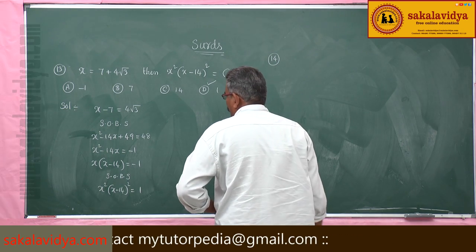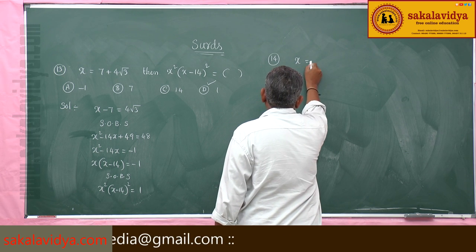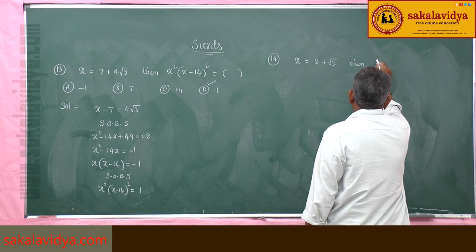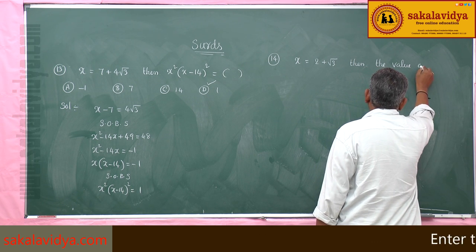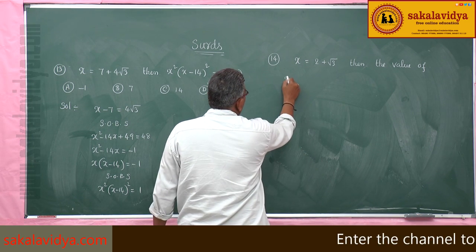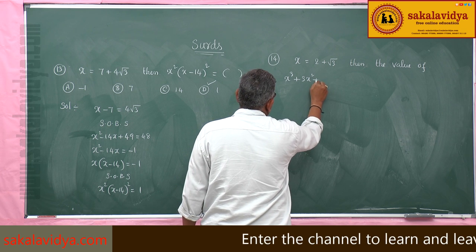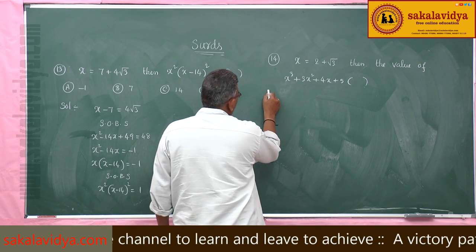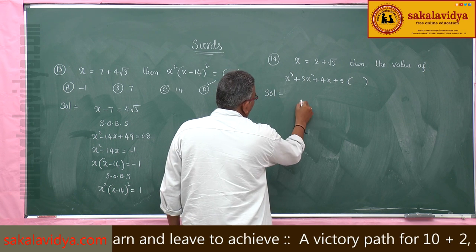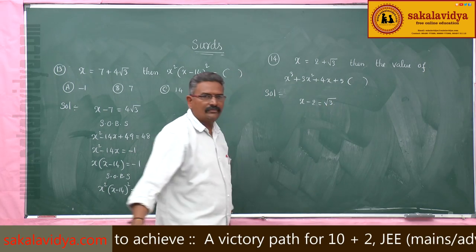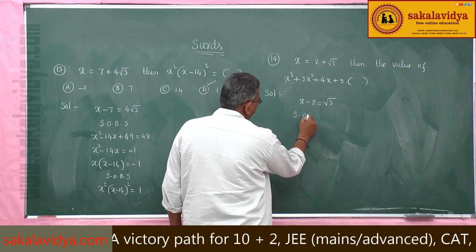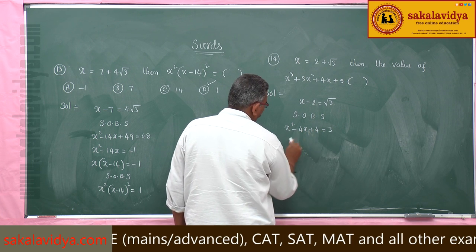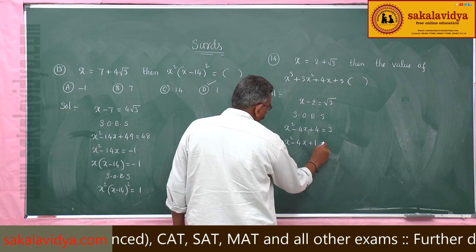Now, x is equal to 2 plus root 3, then the value of x cube plus 3x square plus 4x plus 5. So, this expression value we have to find out. So, in this case also we can adopt one shortcut method, easy method. X minus 2 is equal to root 3, write down, okay, squaring on both sides. So, x square minus 4x plus 4, root 3 square is 3. So, we get x square minus 4x plus 1 is equal to 0.